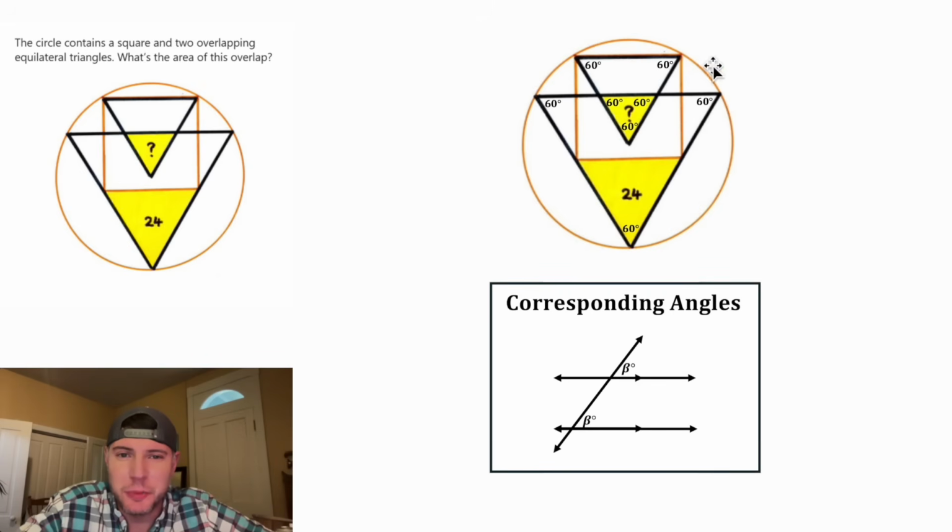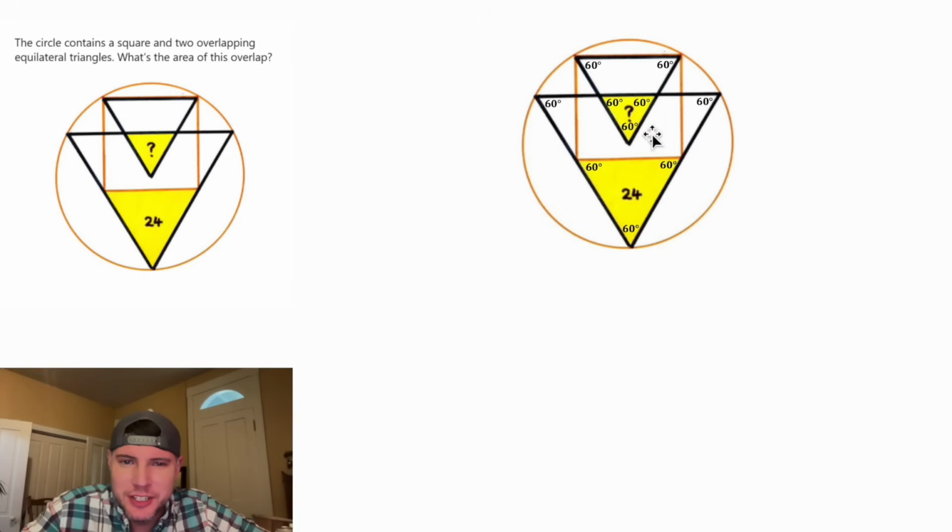And that's because they're corresponding angles with this transversal and these two parallel lines. And then we would also know these are 60 degrees for the same reason. It'd be this transversal with these two parallel lines. And since we know this is an equilateral triangle, we can make a formula for the question mark.